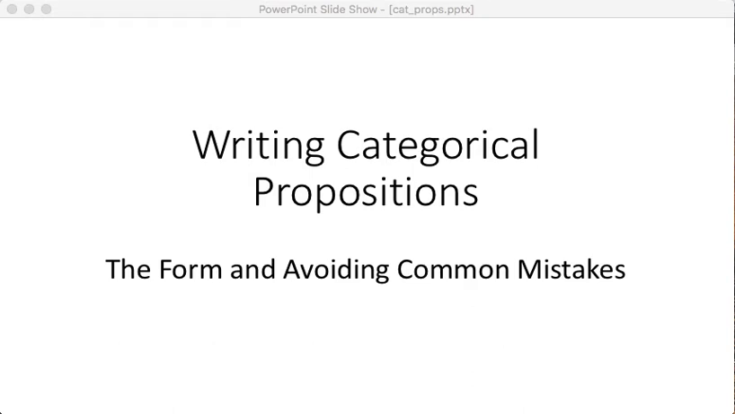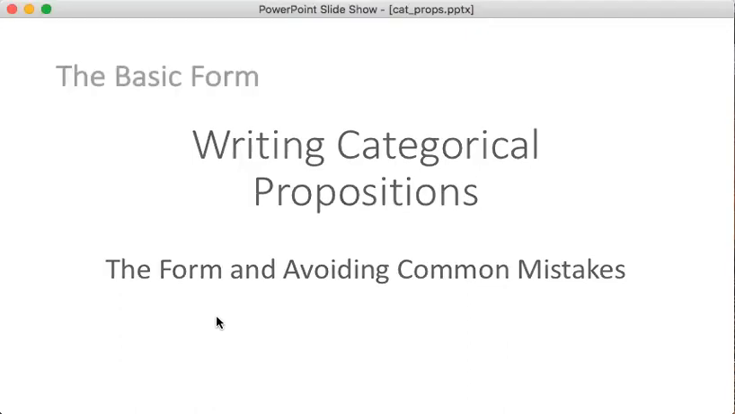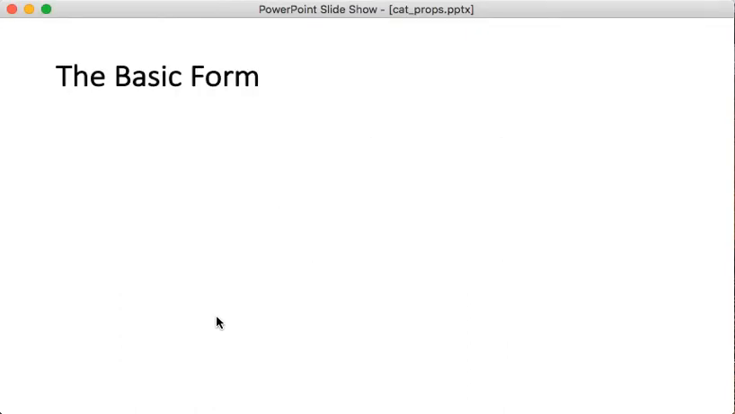This video is going to explain how to write categorical propositions, and it'll look at the form that they should appear in and then identify some of the common mistakes that are often made when people are trying to write these. So to begin, looking at the basic form of categorical propositions, there are going to be three elements, or three parts.